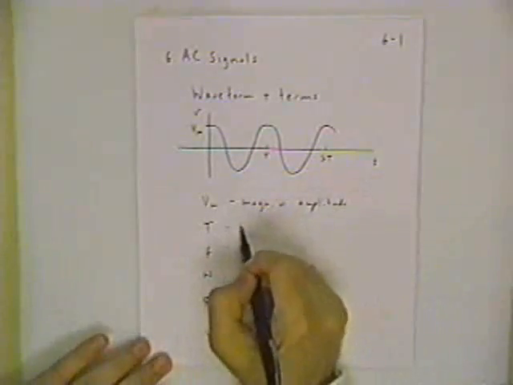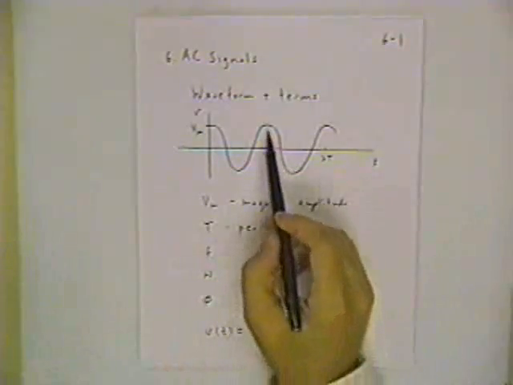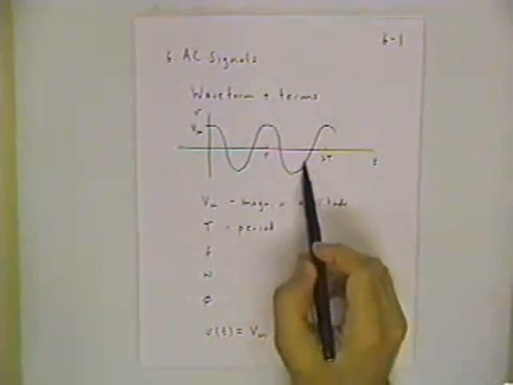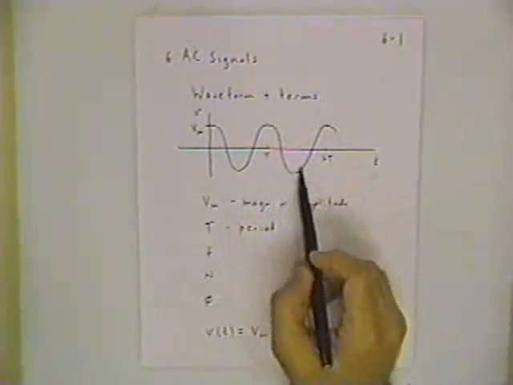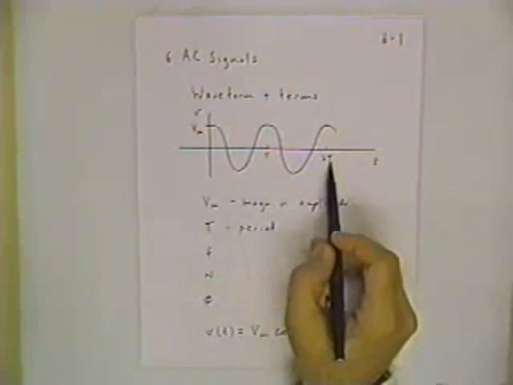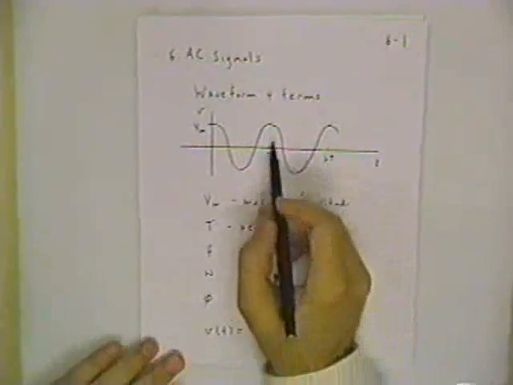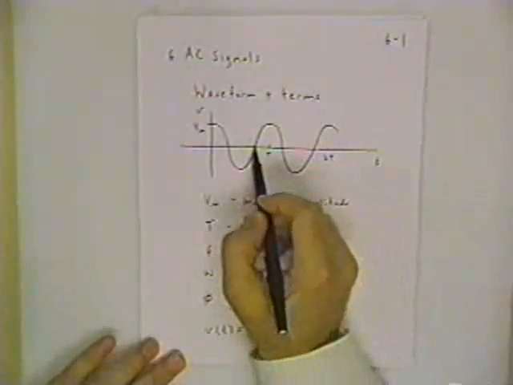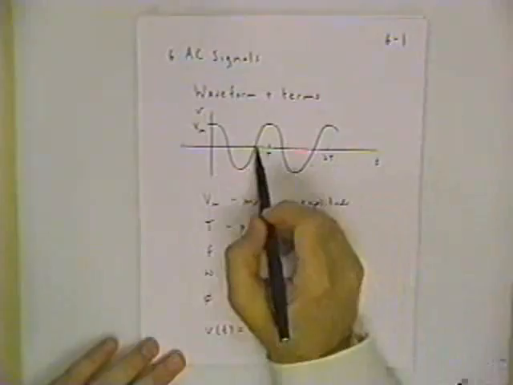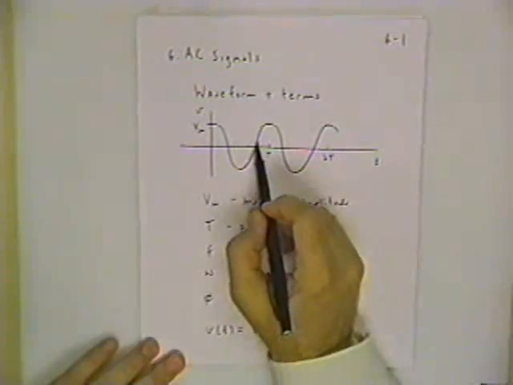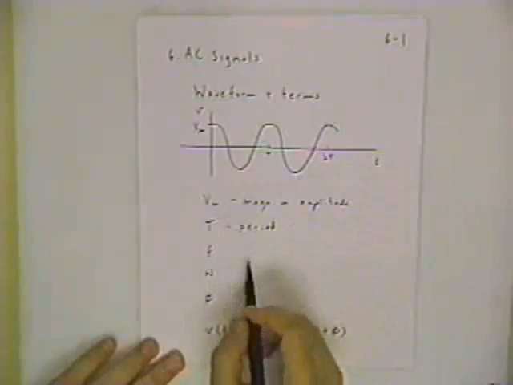Capital T is the period, or the amount of time it takes for the waveform to cycle through all of its intermediate values. Starting at, say, the peak and going to the next peak, it takes capital T seconds to proceed that far in the waveform. It doesn't have to be from peak to peak. You can go from this zero crossing to this zero crossing. You just have to wait and make sure that you get the next zero crossing with a positive slope. So you go from this point to this point, and that's capital T seconds.